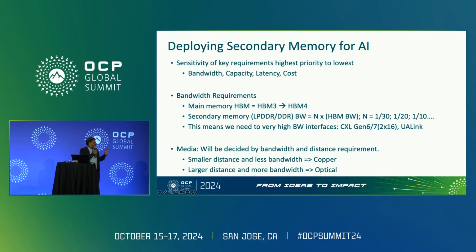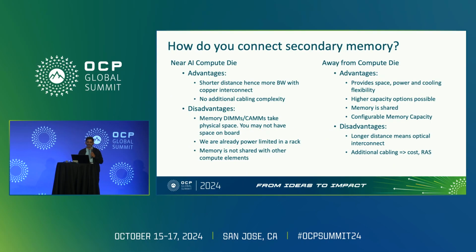Now, when we look at the bandwidth, and now we look at the memory, now you have two options, right? There is a distance, and then there is bandwidth. And the trade-off is always, if you want to go with smaller distance and less bandwidth, copper is your media. But if you want to go with a larger distance and more bandwidth, you have to go with optical, right? So that's another thing to keep in mind. How do you want to connect this secondary memory, right?